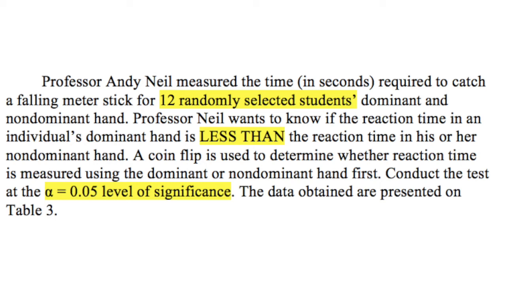In the problem today, Professor Nell is going to measure the reaction time between the student's dominant and non-dominant hand. He wanted to know if the reaction time in an individual's dominant hand is less than the non-dominant hand. We're going to conduct the test with the alpha 0.05 level of significance, and we're going to assume that the population is approximately normally distributed.